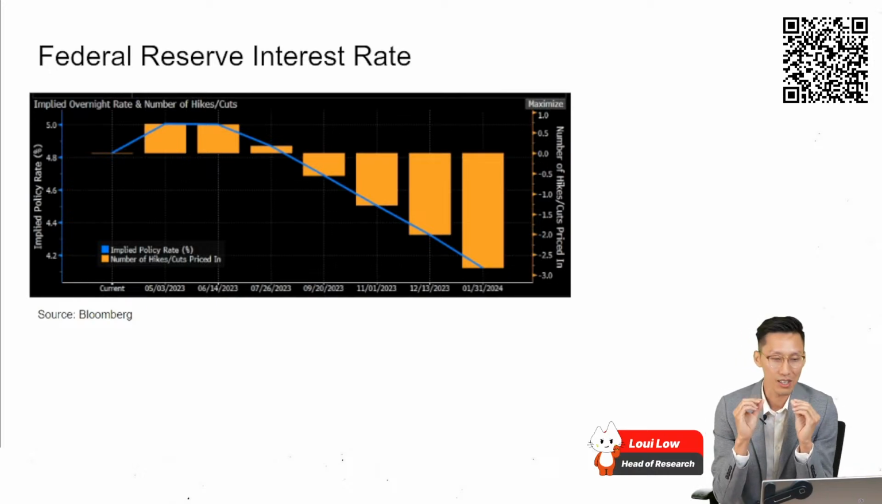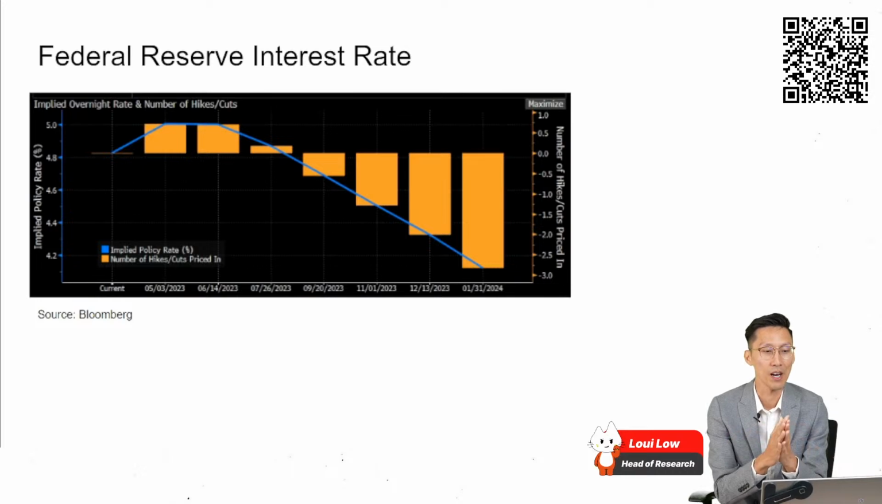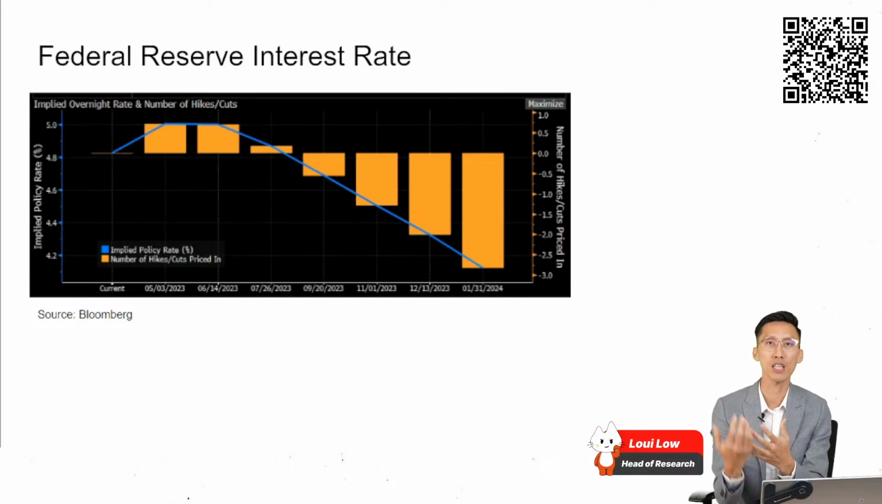So what I want to put out here is that the CPI numbers have passed. The tone right now for the Federal Reserve is that maybe they will pause the interest rate, and the consensus is looking at a rate cut, and therefore there is a chance for the US stock market to go higher from this point.